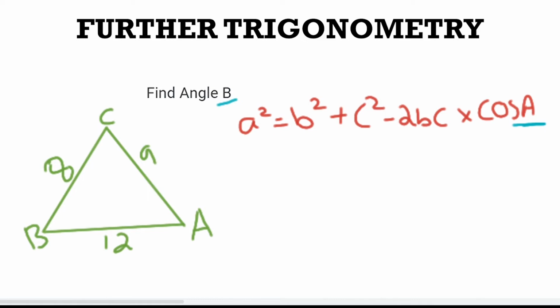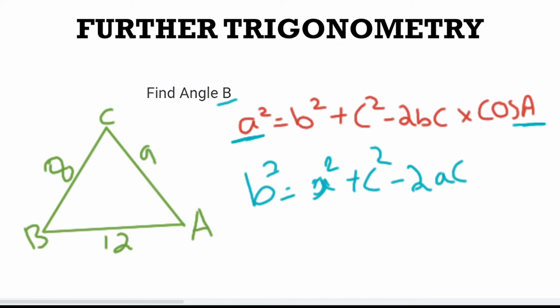So to find the angle B, we can replace cos A with cos B. If we do that, then where it is written A square, it will be written as B square, which will be equal to A square plus C square minus 2AC multiplied by cos B. So now we will insert the values.